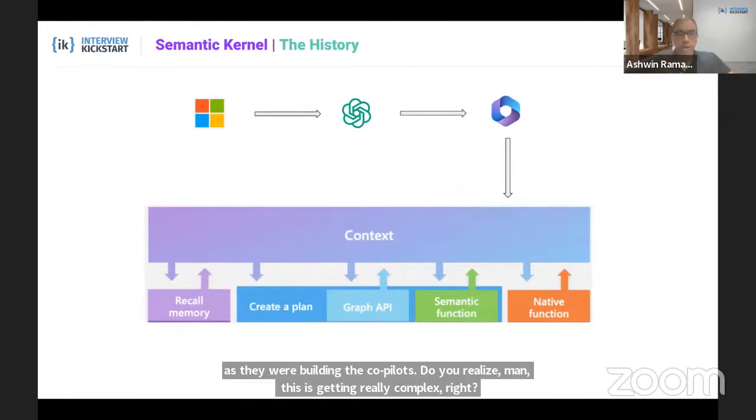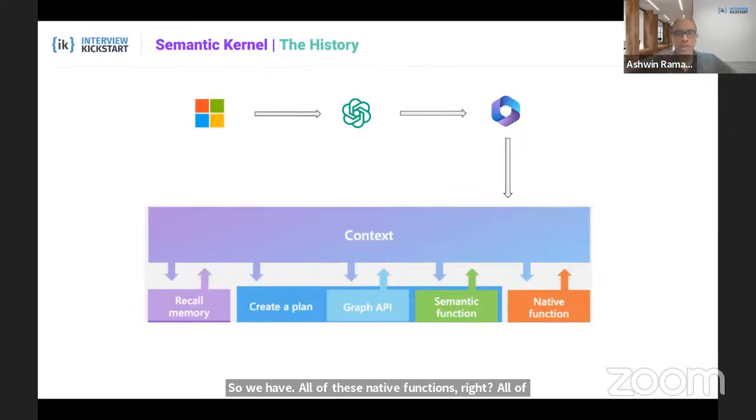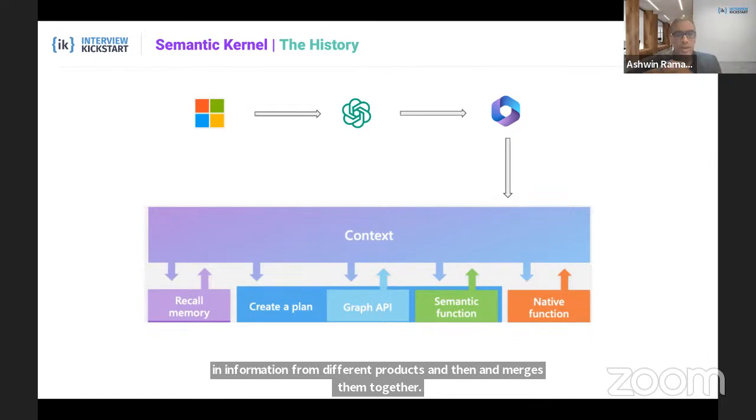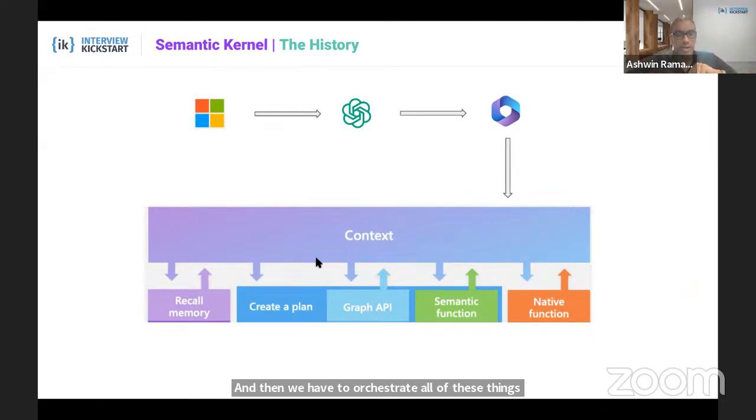All of this code that we've already written drives a lot of our functionality in these products. And there is this new concept of semantic functions, which is fundamentally prompts, right? So we send these prompts to the language models and we get this data back. And then Microsoft has its own graph API, which connects to all of their products and pulls in information from different products and merges them together. And then we have to orchestrate all of these things together. And in the middle of that, we have to maintain state for all of these. And that is what this memory is.